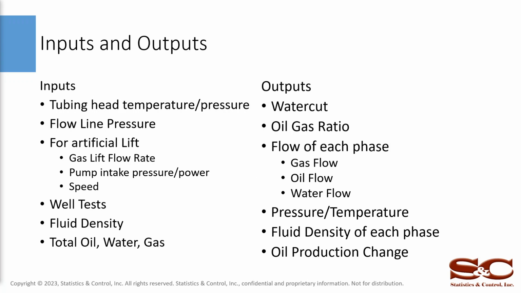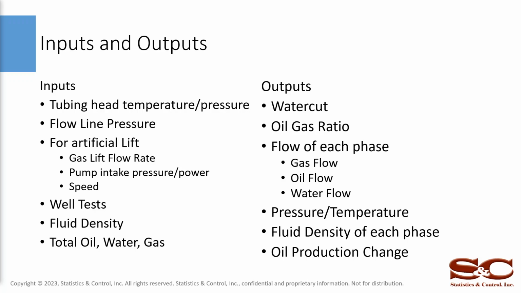And how do we go about doing that? We basically take the tubing head temperature or pressure, we take the flow line pressure that is coming in live data, and then if there's any artificial lift on it, so for gas lift wells, we want to have gas lift flow rate. For submersible pumps, we want to have pump intake pressure or power. And for progressive cavity pumps or rod pumps, we want to have the speed on them. And then we want to have those erratic well tests or those infrequent well tests. And then any fluid sampling that you do out in the field. And then somewhere downstream, you normally have a custody exchange of total oil, total water, and total gas that are coming out.